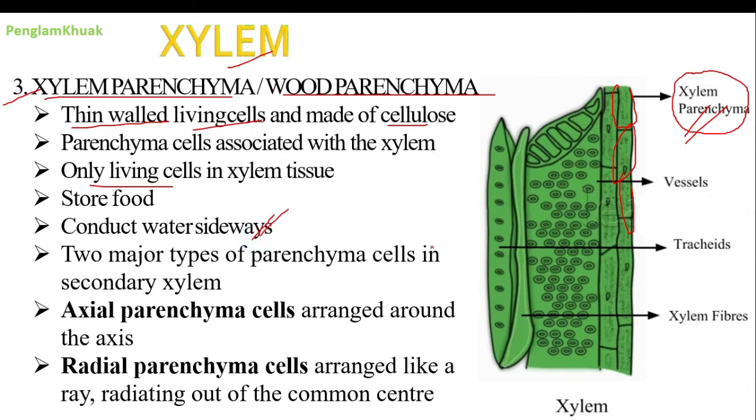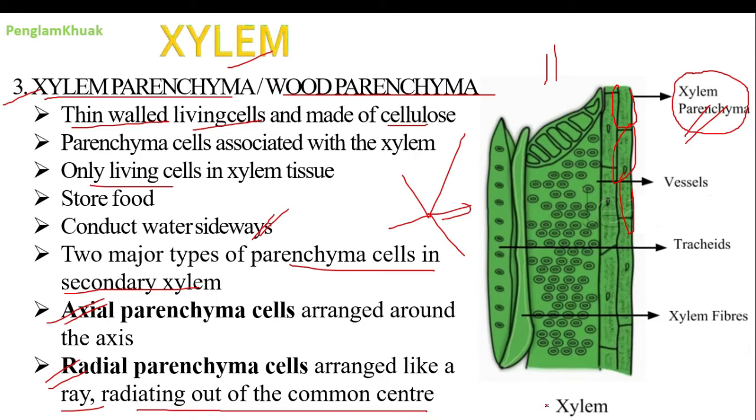There are two major types of parenchyma cells in the secondary xylem based on arrangement: axial parenchyma cells and radial parenchyma cells. Axial parenchyma cells are arranged around the axis, parallel to it. Radial parenchyma cells are arranged like a ray. They split from the center to different parts, radiating out of a common center. That type of arrangement is called radial parenchyma. Axial parenchyma is parallel, around the axis.